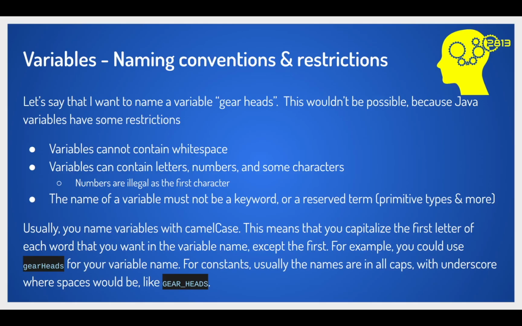Another thing is you want to name your variables with something called camel case. Camel case is where the first letter of the first word will be lowercase, and then the first letter of the second word will be uppercase. So for example, camel case would be camel lowercase, and then uppercase Case. Another thing for variables is that for constants, you would name them in all caps. To do a space for constants, you would just put an underscore. So for example, if you wanted to do gearheads like this, for a constant, it would become GEAR_HEADS like that.